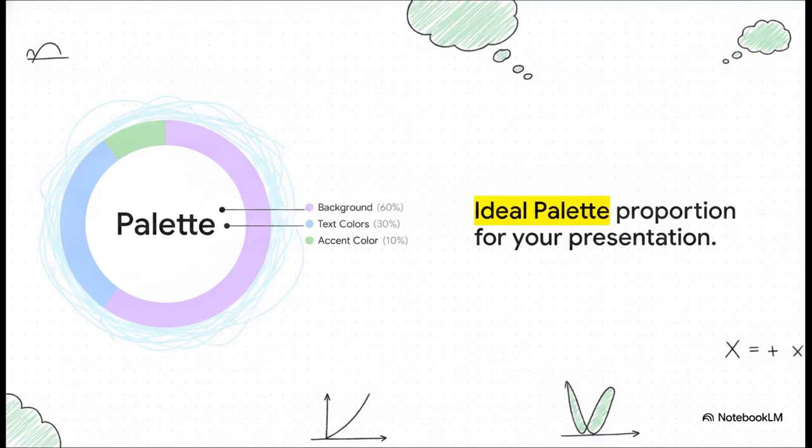Think of your ideal color palette kind of like a pie chart. The largest slice by far is your dominant background color. The medium slice represents your 1 or 2 text colors, and the smallest slice, that's your single accent color, and it should only be used for highlights or key data points. Limiting your color system to these 3 specific roles dramatically reduces visual clutter and really boosts student retention. If a presentation ever looks messy, it's usually because this proportion is completely out of whack.